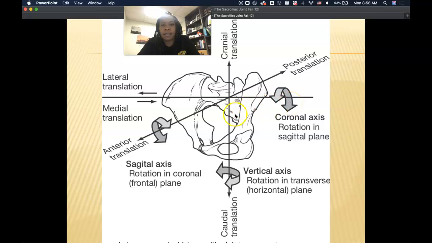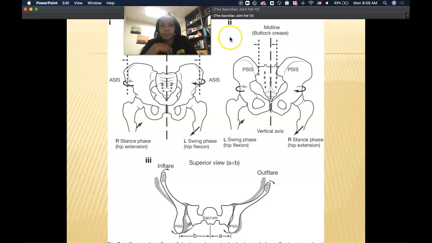So let me say that again. It can shift cranially or caudally, so towards the head or towards the feet. We can have an anterior translation of that sacrum, a posterior translation moving towards the back. We can have an anterior rotation. We can have a posterior rotation. Does that make sense, you guys? And then, of course, we can get the cranial and caudal translations. We can also get inward and outward flares that can occur through the sacrum.